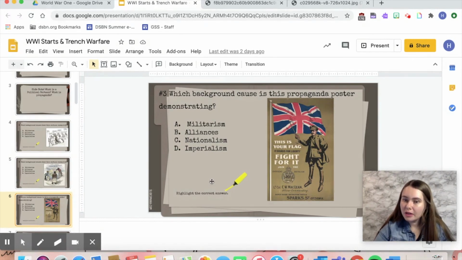So that is how you quickly go over a political cartoon and a propaganda poster. Like I said, we'll go over it more in depth probably in World War II. But for now, this is a good entry into it. And if you have any questions, please let me know.